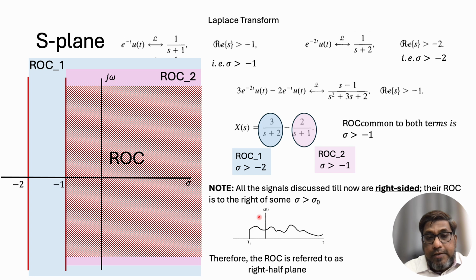So the ROC is lying to the right of some sigma greater than sigma naught. In this case, sigma naught is minus 1. We refer to this ROC as the right half plane. So right-sided signals have ROCs which are commonly referred to as right half planes. Basically, the ROC extends to the right of some line parallel to the j omega axis.